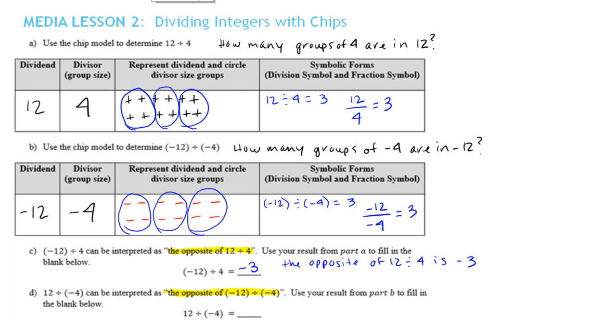And using our result from part B, the opposite of negative 12 divided by negative 4 is the opposite of 3, which is negative 3. So this result is negative 3 as well.